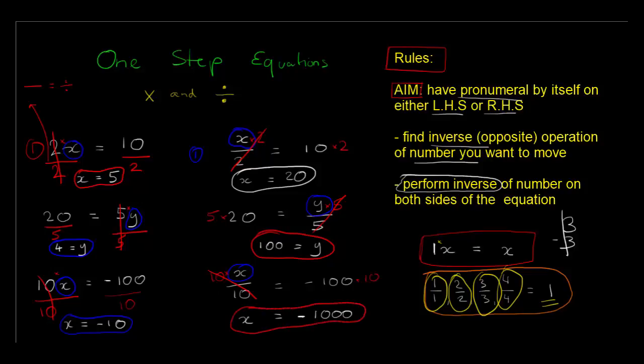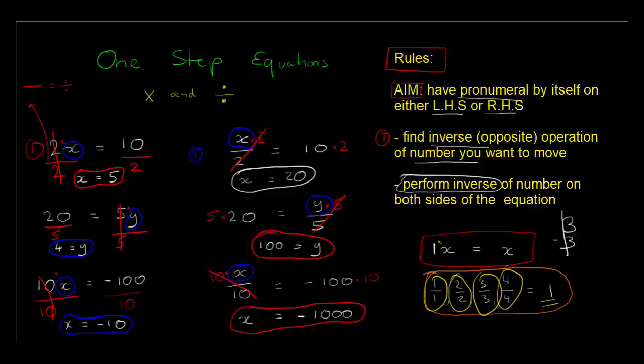Now it's really important to know that the rules when it comes to division and multiplication are very similar to the ones when it comes to addition and subtraction. The aim is always to get the variable by itself on one side, either left hand or right hand side. How to do that? Well, first we need to find the inverse of whatever we're trying to move, right? So 2x means 2 times x. We want to move that 2. If it's 2 times, we'll do the opposite, we'll divide both sides by 2.